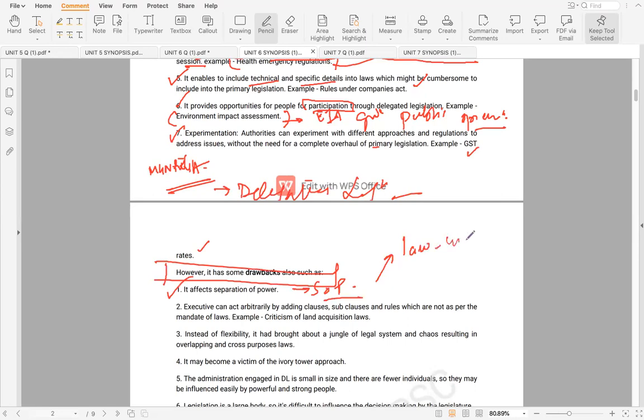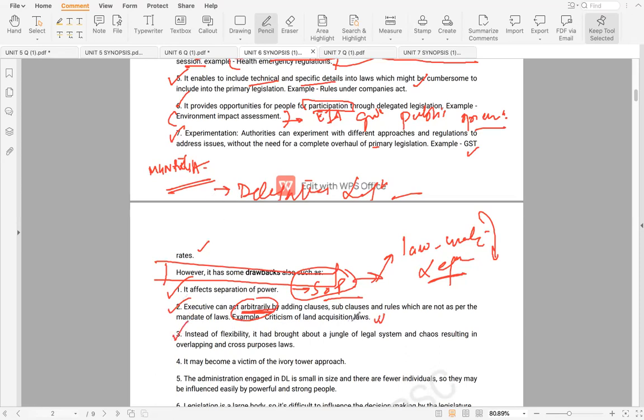Lawmaking is the primary activity of the legislature as per theory. However, delegating it down to somebody else would always contravene the balance of powers and affect the separation of powers concept. The executive can act arbitrarily by adding clauses, subclauses, and rules which are not as per the mandate of the laws. For example, criticism of land acquisition laws, right? So arbitrary addition of certain clauses, etc., to make them in their own favor.